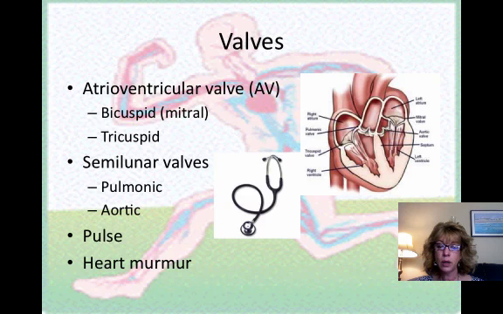A heart murmur, most people think, is skipping beats, but in fact, it's caused by a defect in one or more of the valves, and it sounds like a hissing due to blood squirting back through the valve.